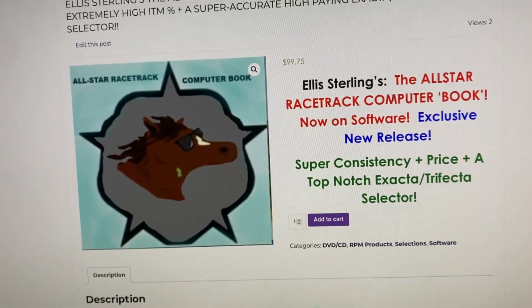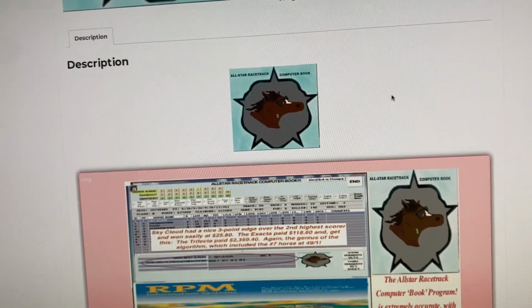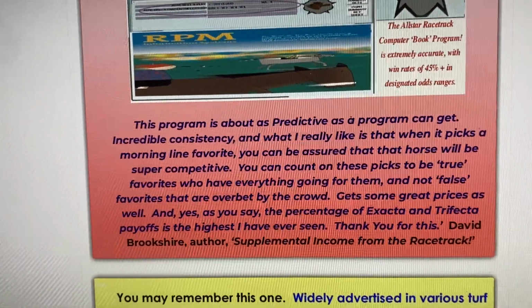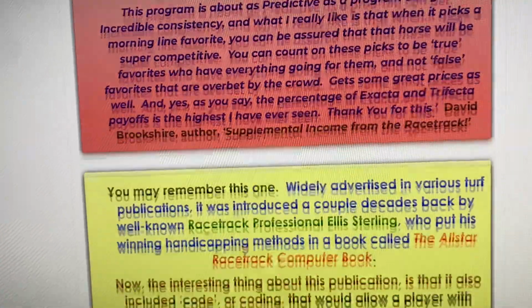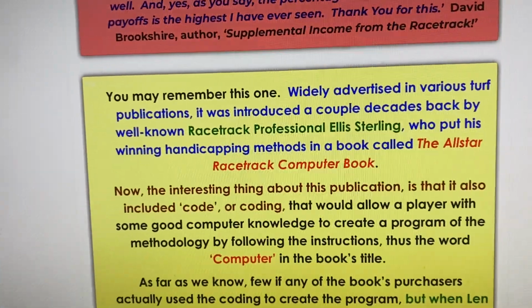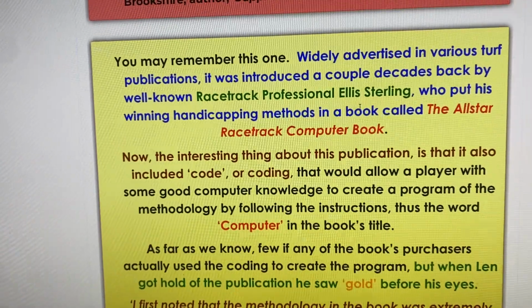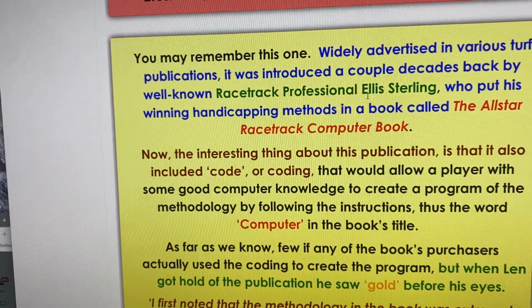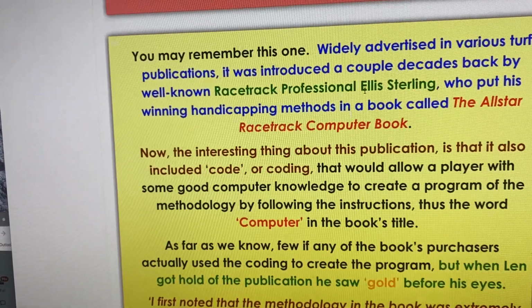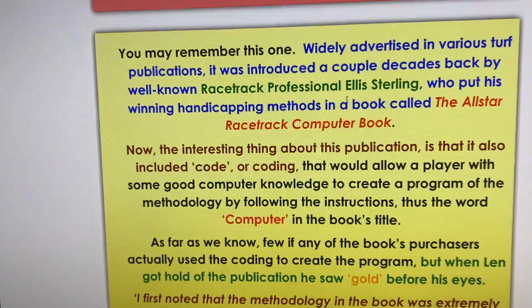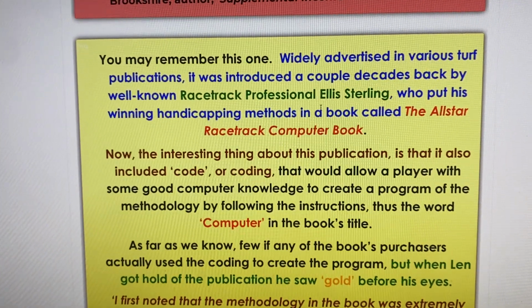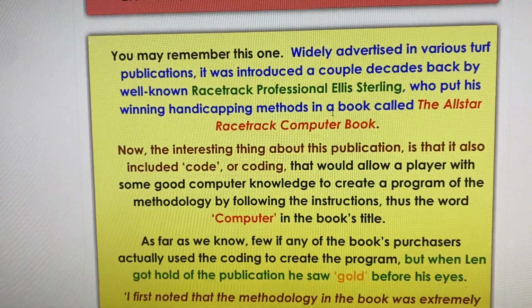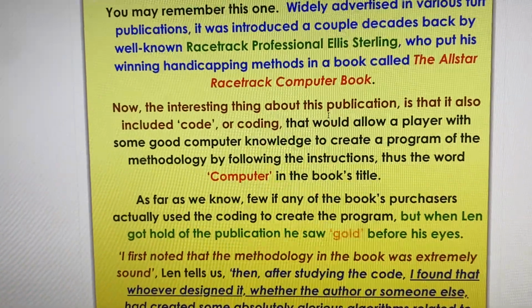Now, interesting story. This is by a fellow named Ellis Sterling, and he designed it. And again, you'll probably remember this because it was advertised a lot in the Racing Forum and American Turf Monthly and such. He created something called the Allstar Racetrack computer book, which had great angles, great methodology, very accurate, rather time consuming, of course, because there are a lot of factors to consider.